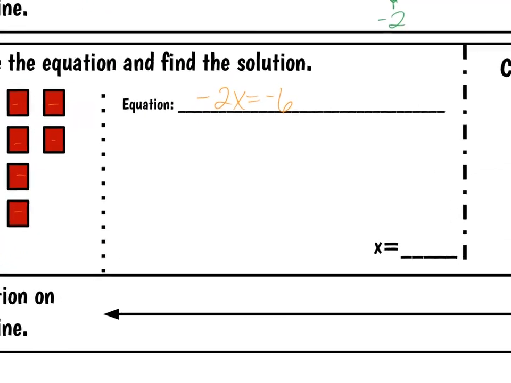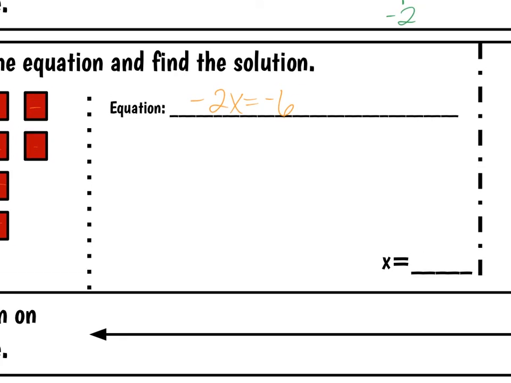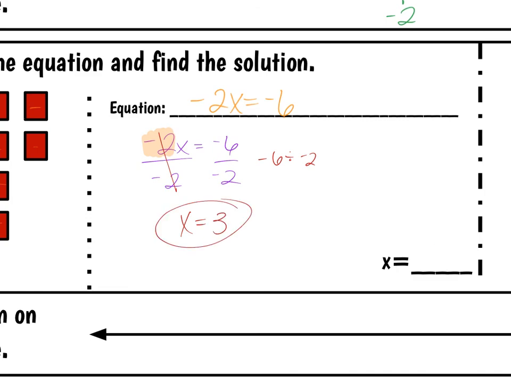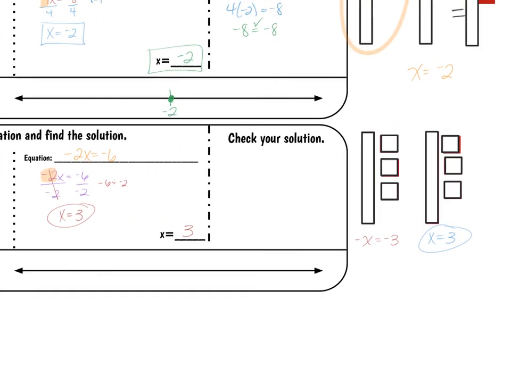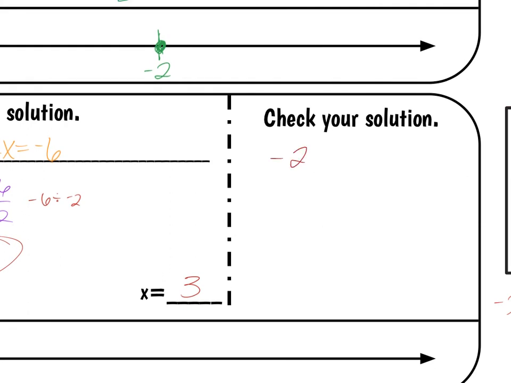So let me show you mathematically why they turn positive. So algebraically, we have -2x is equal to -6. Divide both sides by the coefficient of -2. Again, this negative sign is attached to the coefficient 2. So when I divide both sides and I do a -6 divided by a -2, I get a solution of +3.